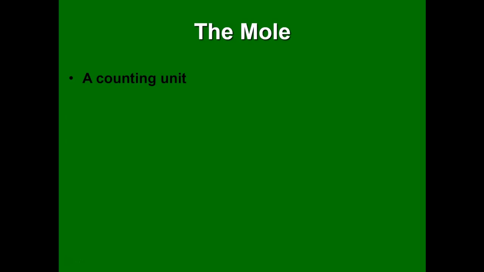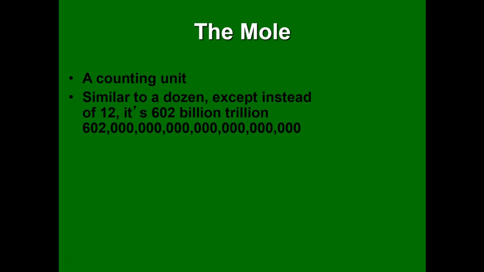Okay, so the mole is a counting unit, and you may remember in the video on units, the SI unit of amount of substance is the mole. It's similar to something like a dozen or a score or a gross. By the way, a gross, do you know how much that is? It's 144. But it's similar to something like a dozen, except instead of being 12, it is 602 with 21 zeros after it. So 602 billion trillion. When we write that number in scientific notation, it's 6.02 times 10 to the 23rd. I actually indicated that in our video on scientific notation.